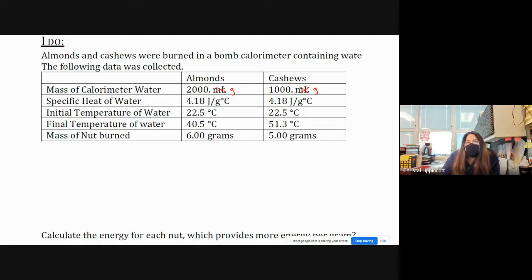Okay, so we know this. If we can calculate the heat gained by the water, that's going to tell us the heat lost by the nut. So if we know that this is 2,000 grams, times our specific heat of water, 4.18 joules per gram degree Celsius. And then we need to figure out the change in temperature here. What is the change in temperature here?